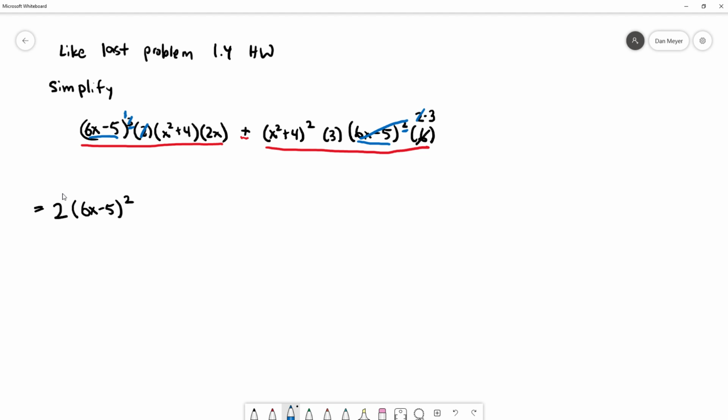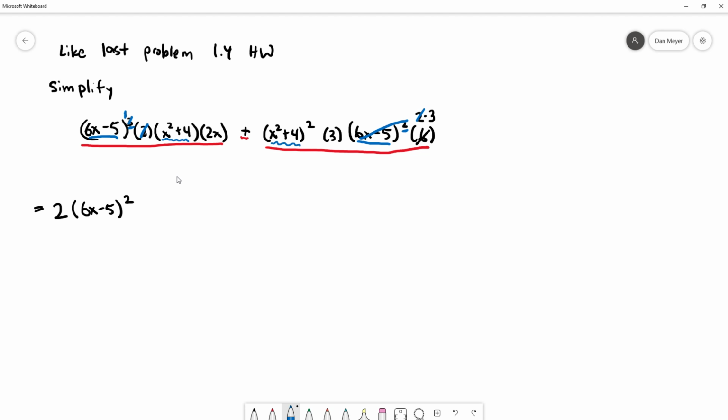Now, it looks like I'm canceling things here, and I can see why it looks like that. But I'm not necessarily canceling things here. I'm just keeping track of what I've factored out. I'm not canceling this 2. I'm just keeping track of the fact that I factored it out when I come down here. Now, the last thing that these two expressions have in common is some x squared plus 4.